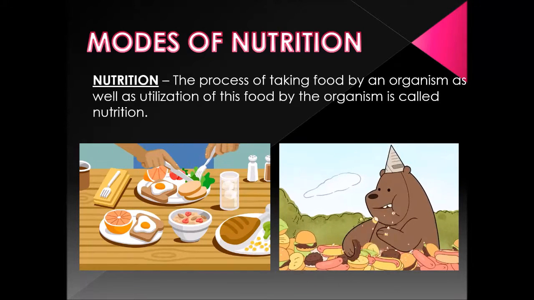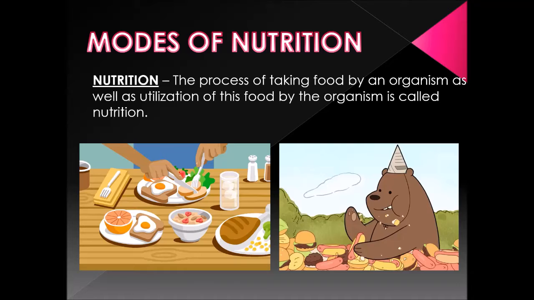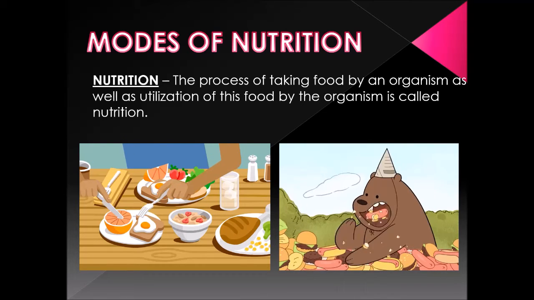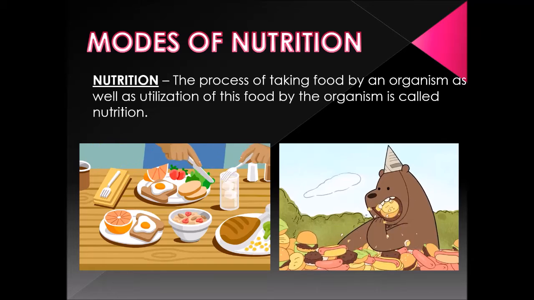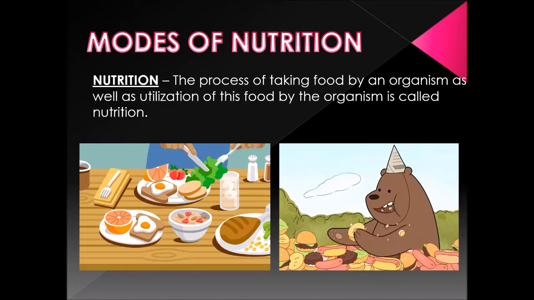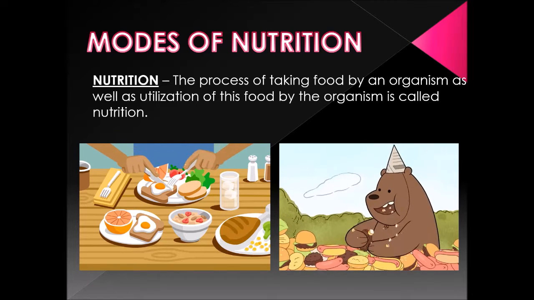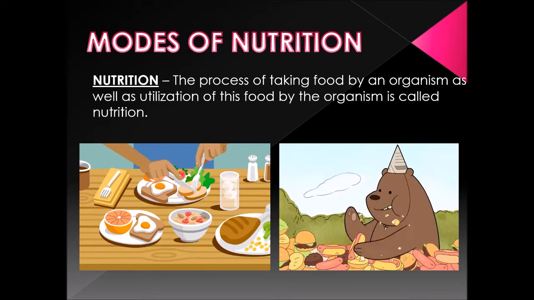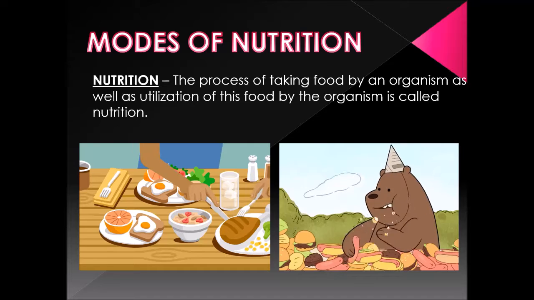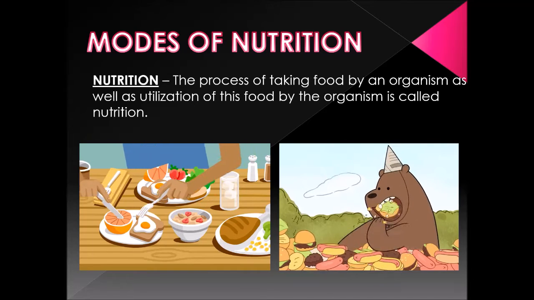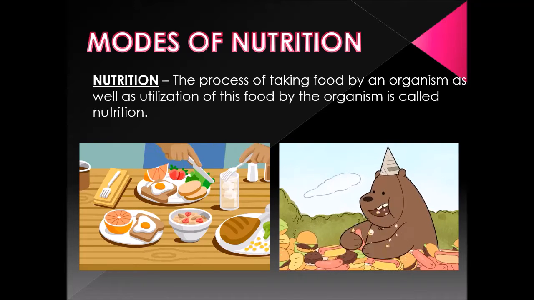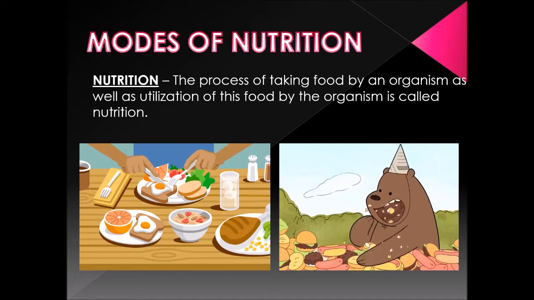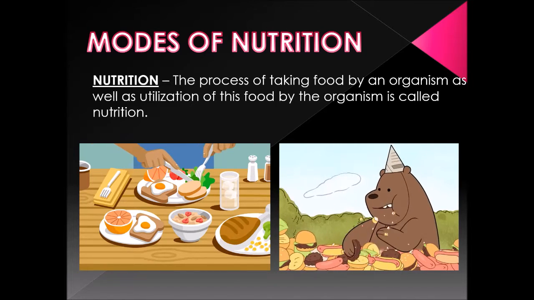Before learning the different modes of nutrition, let us understand what nutrition is. The process of taking food by an organism as well as utilization of this food by the organism is called nutrition. It means any organism, when it takes in food, the food is utilized by the body. So, the taking of the food and utilization of the food together is called nutrition.